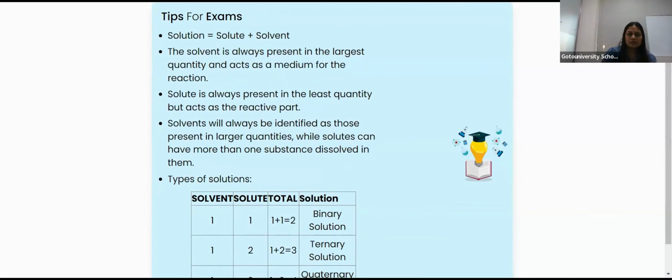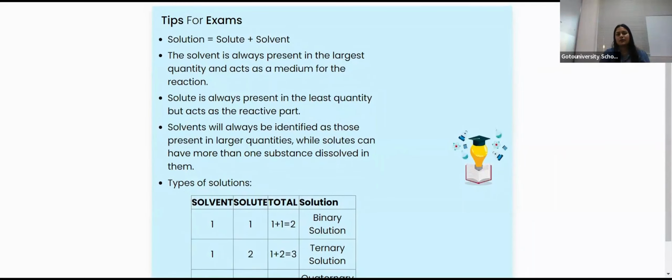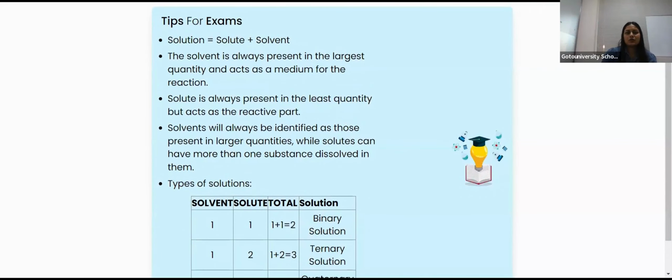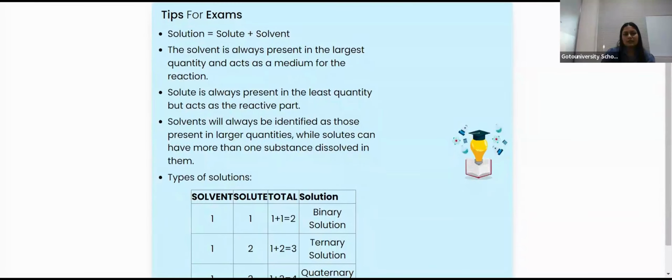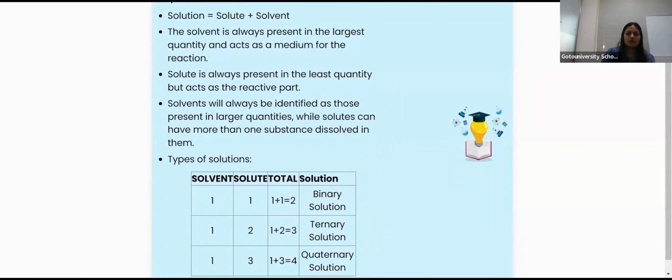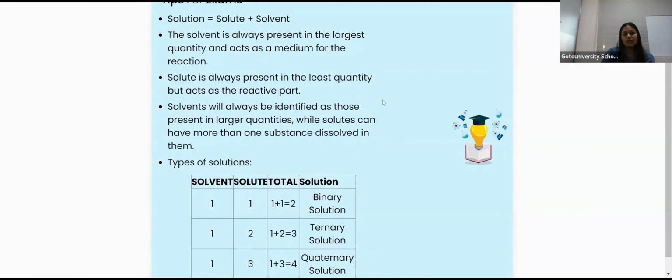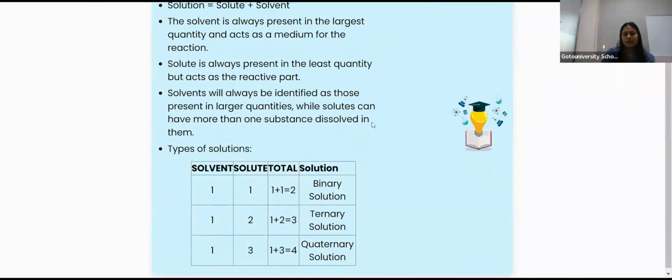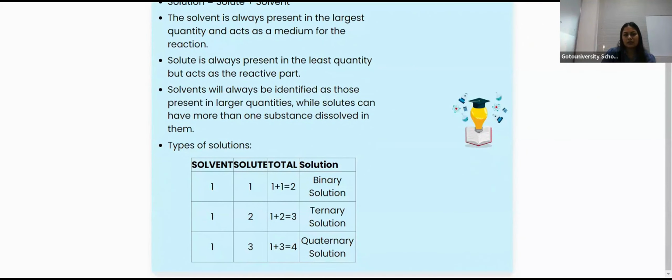As we discussed, what is a solution? It is made from solute and solvent. You can also term it as a binary solution, where solvent is present in larger quantity and solute, that is the solid part, it can also be a solvent, is present in least quantity. Solvents can be identified as present in larger quantity, and solute can have more than one substance also, right?